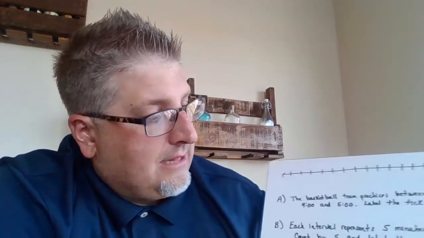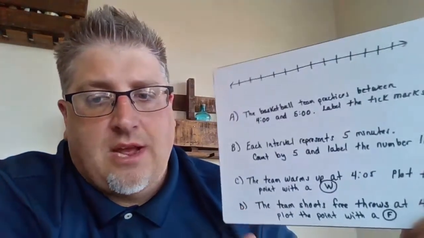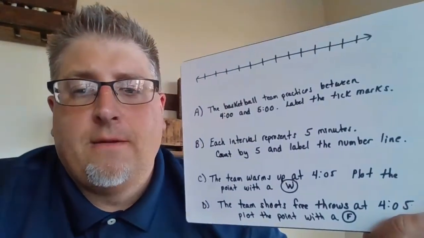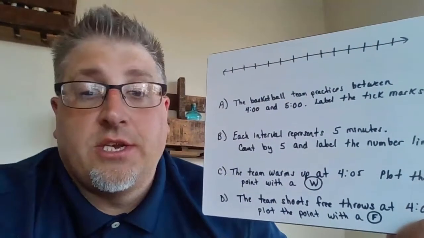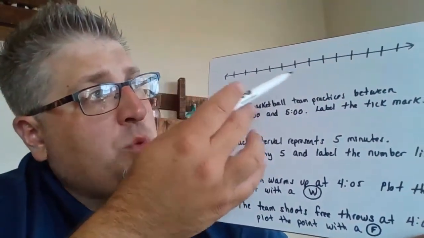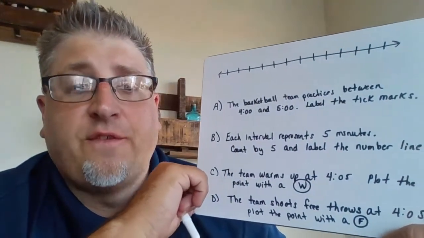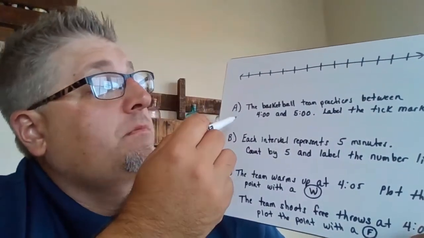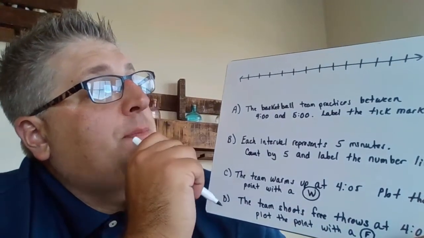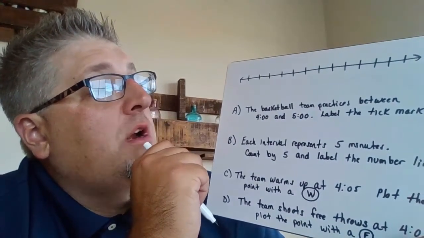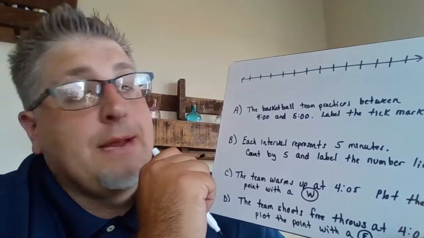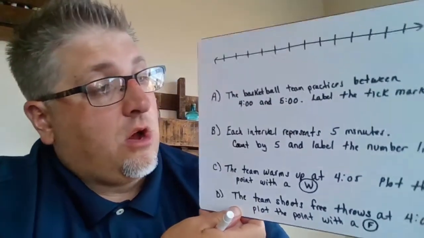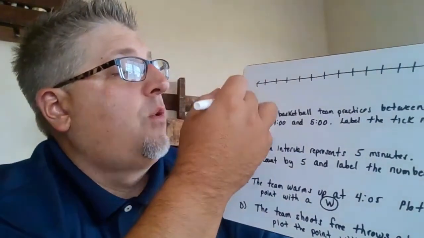All right, so what I have here is a lot of writing, but it's pretty simple stuff. They're asking us 4 questions here. We have an empty plot line up there. Let's fill it in and put our tick marks in. We have our empty number line. Let's see what it says. A says, the basketball team practices between 4 and 5 o'clock. Label the tick marks. All right, so we know the basketball team practices between 4 and 5.